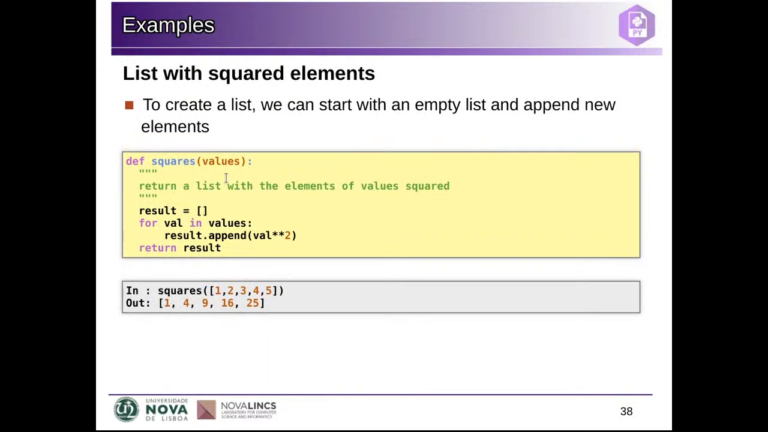This is another example. Let's now create a list with each element of the original list, but raised to the power of 2. So we can start with an empty list, and for each value in the list of values we got, we will append that value squared to our initial list that started empty. So this will create a list in the same order as the original one with the same number of elements, but one that has each element squared. So if we call squares of 1, 2, 3, 4, 5, we get as output 1, 4, 9, 16, 25, which are all the elements squared there.